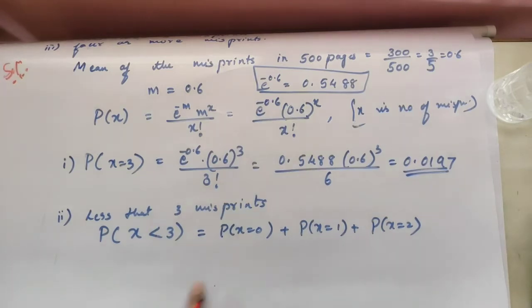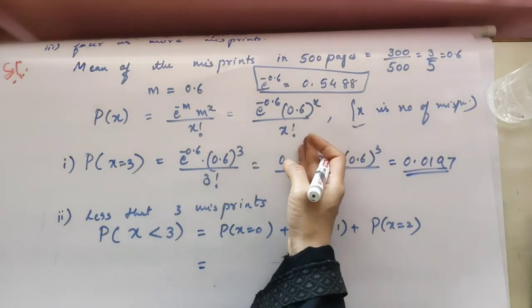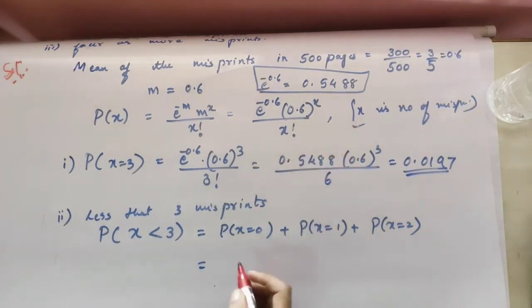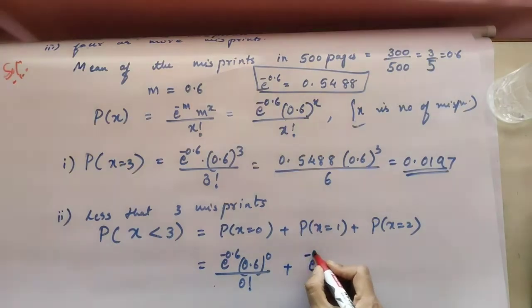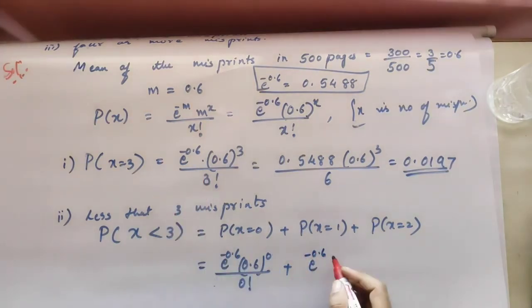So just put x is equal to 0, 1, 2 in this expression for p of x, and you will get the value. E to the power minus 0.6 into 0.6 raised to 0 divided by 0 factorial, you will get. You know 0 factorial is 1. Now e to the power minus 0.6 into 0.6 raised to 1 divided by 1 factorial. 1 factorial is also 1.